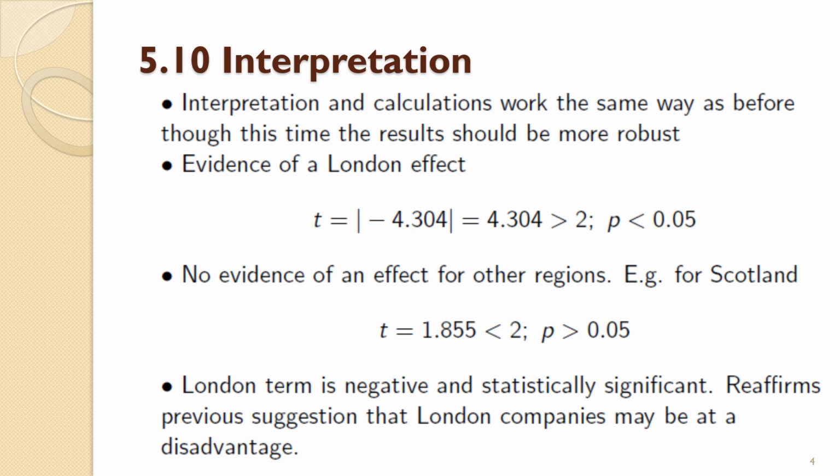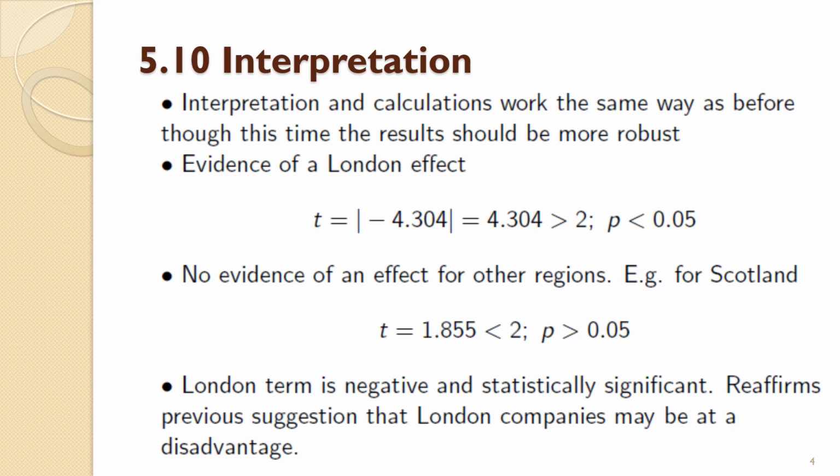Now the easiest way to write this down would be that the t-value is 4.304, which is bigger than 2.0, so the p-value is less than 0.05. And then in contrast, if you look at the other regions, there's no evidence of an effect. So for example, for the Scotland region, the t-value is 1.855, which is less than 2, so the p-value is bigger than 0.05. And again, I just wanted to articulate here this little trick.